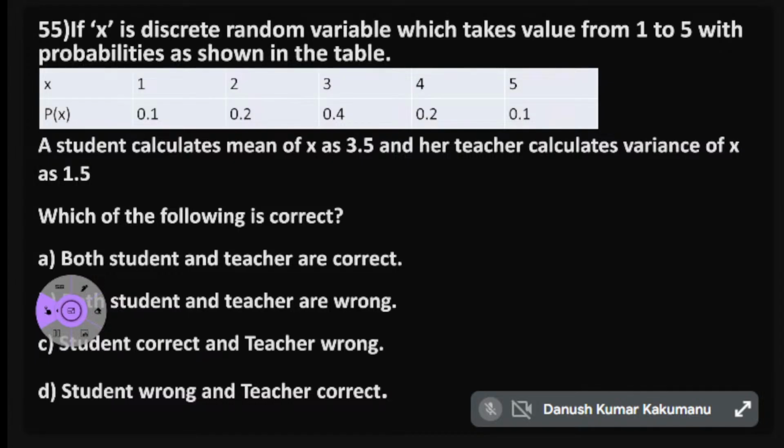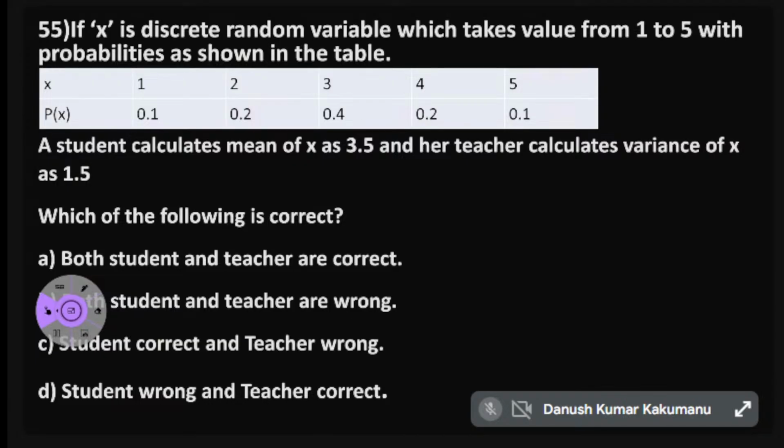Next question. Observe here. What is the question here? If x is a discrete random variable which takes values from 1 to 5 with probabilities as shown in the table. What are the x values we are having here? 1, 2, 3, 4, 5, and their probability values are also given. What is the nature of the random variable? Discrete or continuous? Discrete. 1, 2, 3, 4, 5. Discrete. And their probability values are given.